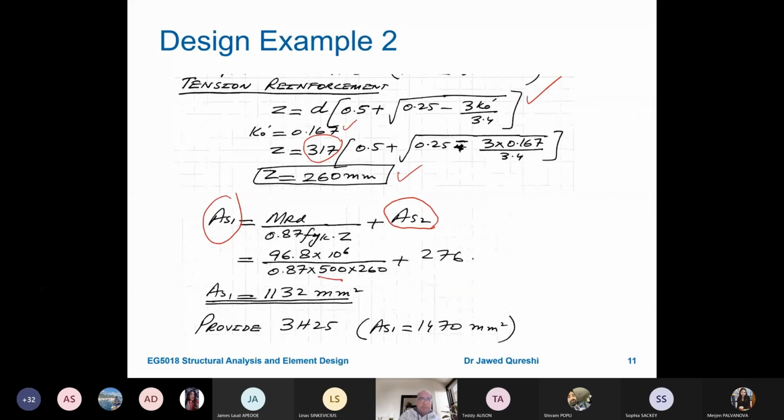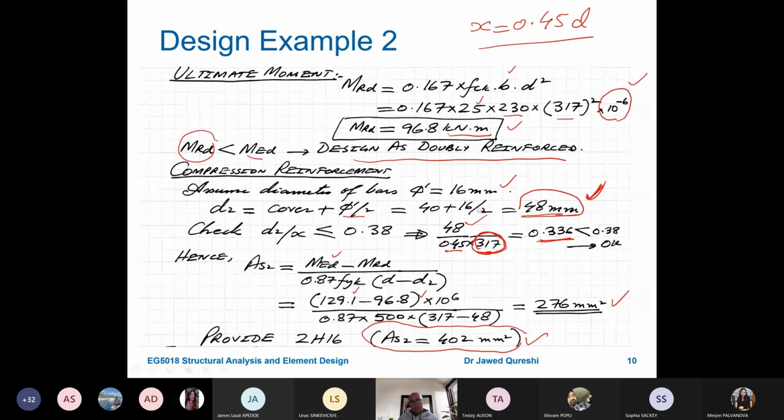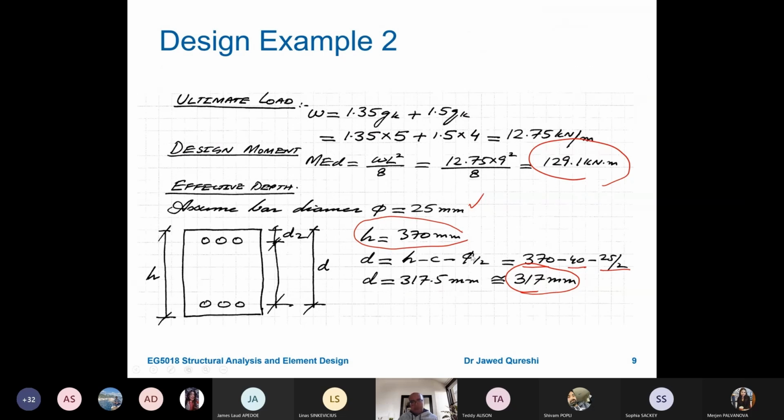Then put in FYK, which is 500, as given. Z we just worked out as 260, and simply add this up. Now the bars are coming out to be 1132. Again use 3 H25 bars, because I initially assumed that it is 25. Sometimes your assumption may be incorrect, then always check your D because it will be affected. You just have to revise D and check that your calculations are fine.